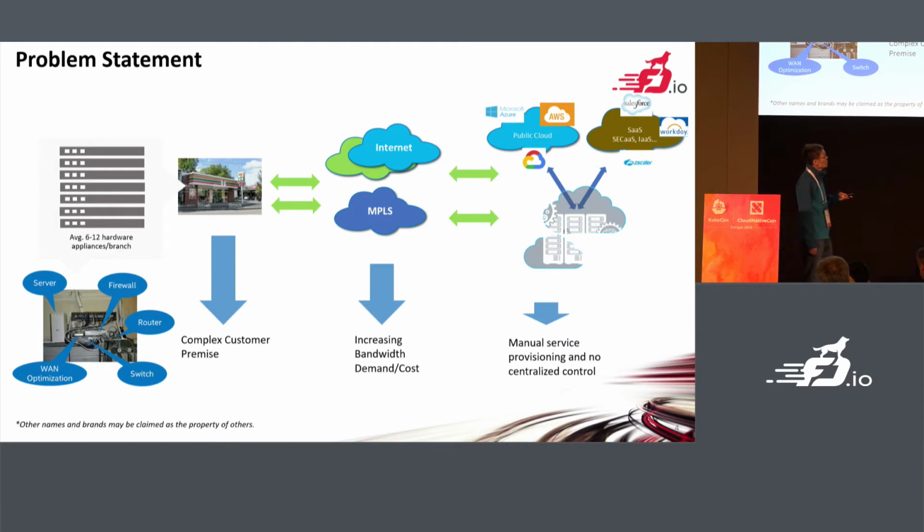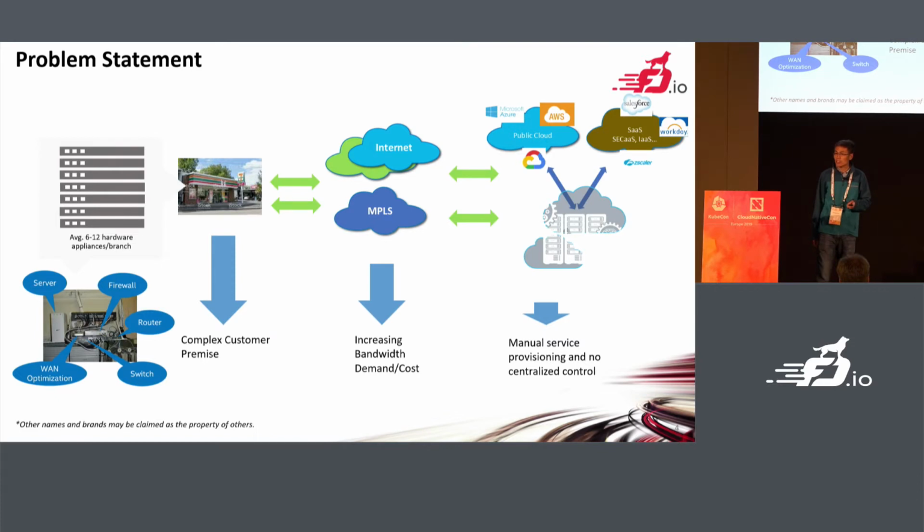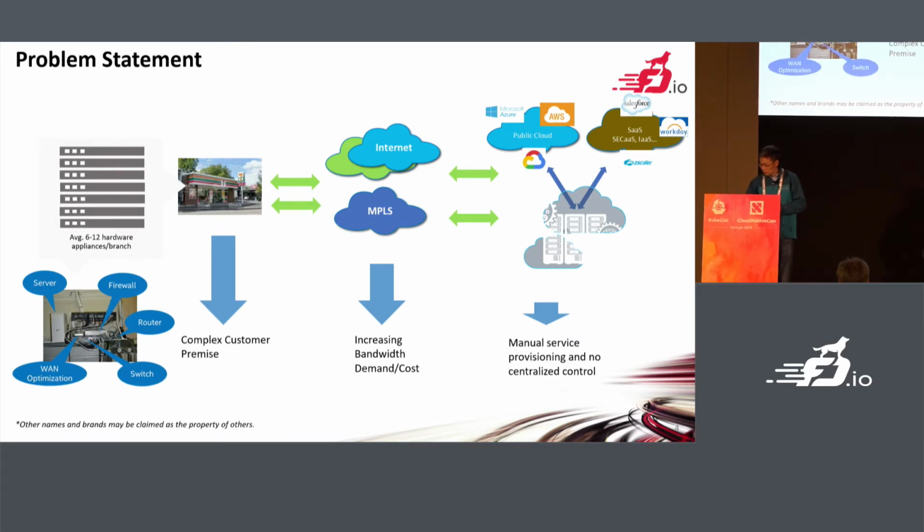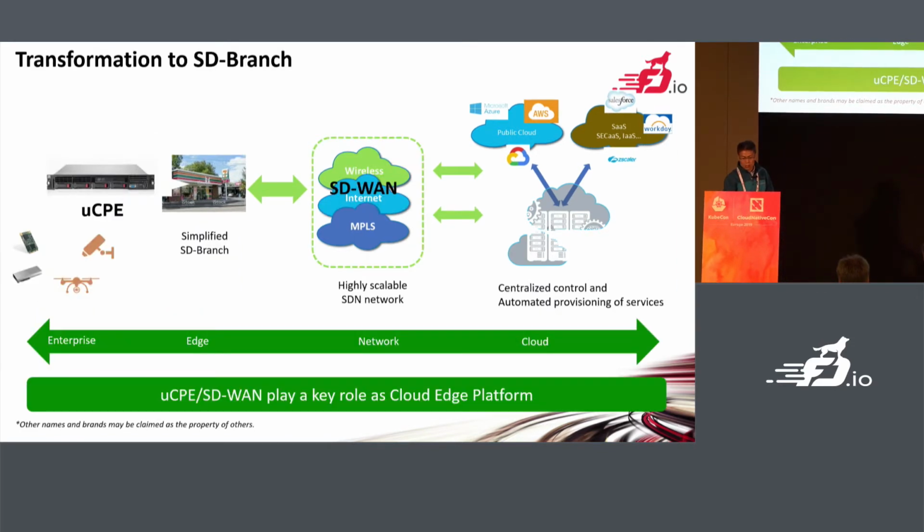On the right side is the data center side. For current uCPE services, they need to configure the services manually, and also we don't have centralized control. So that's why we need to transform to the uCPE reference solution for the SD branch.